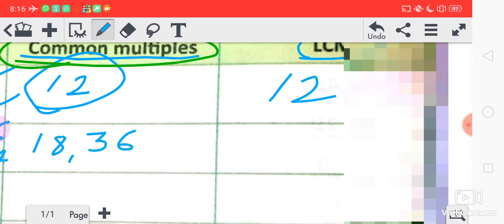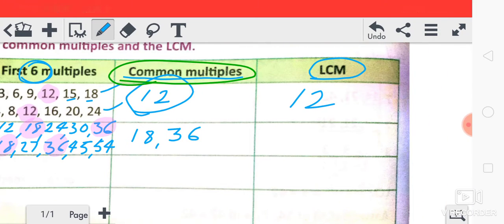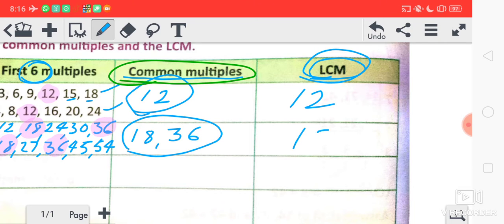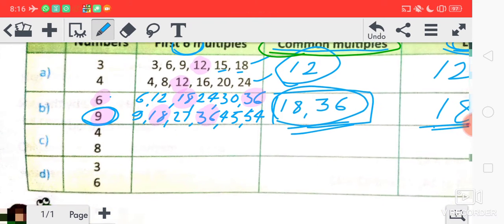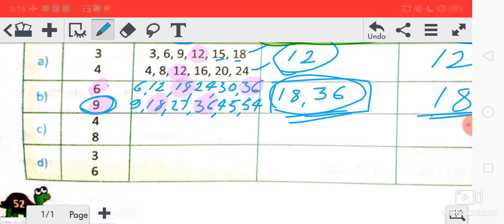Now come to this part, that is lowest common multiple. So lowest common multiple means, in 18 and 36, which one is the lowest? Among these two, 18 is the lowest, so 18 is the LCM. LCM means lowest common multiple, means among the common multiples, which one is the lowest? So 18 is the lowest. Got it? So in the same way you'll do here also for this one.